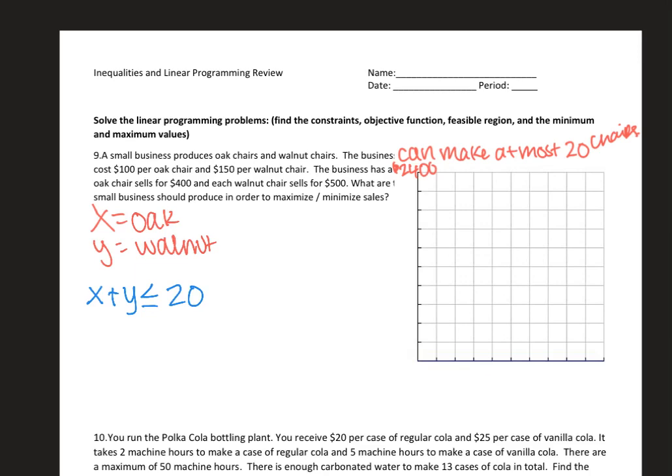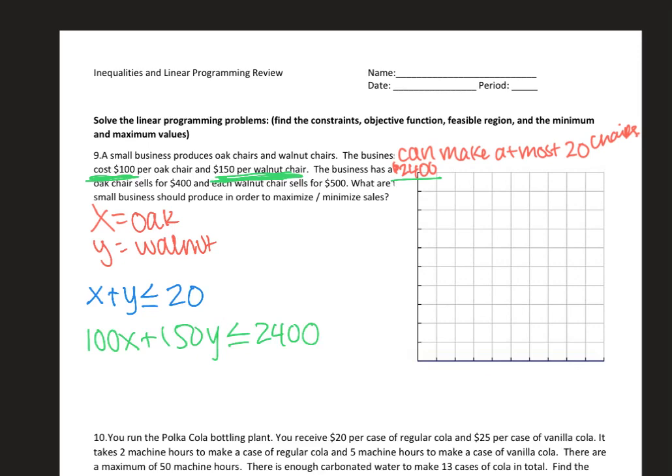All right, and then it says it costs $100 to make an oak chair and $100 to make a walnut chair. So costing is not profit. Costing is money out of your pocket, okay? Also, the business has a budget of $2,400. So $2,400, costing $100, costing $150, that's how much you're spending. So I have $100 per oak plus $150 per walnut. It has to be less than or equal to $2,400, because you cannot go over your budget. Okay?